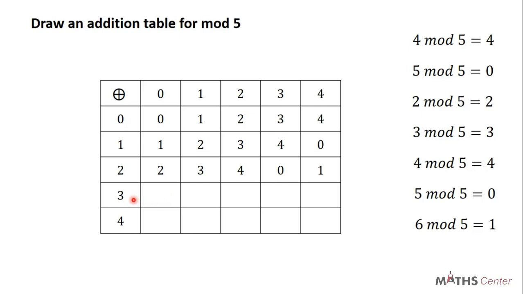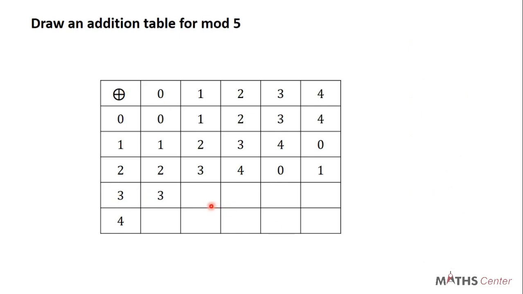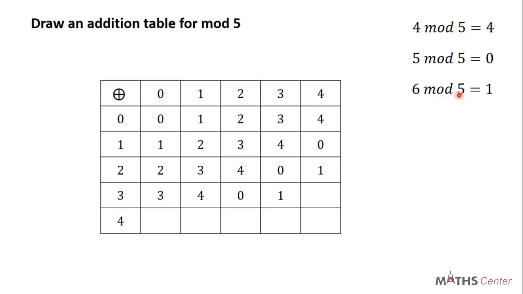Let's move on to the next rule. You have 3 plus 0, which is 3. 3 in mode 5 is 3. 3 plus 1 is 4. 4 in mode 5 is 4. 3 plus 2 is 5. 5 in mode 5 is 0. 3 plus 3 is 6. 6 in mode 5 is 1. 3 plus 4 is 7. 7 in mode 5 is 2. The number is bigger than the modulus, so you divide 7 by 5 and that will give us 1 remainder 2. You write the remainder. So 3 plus 4 is 7 and 7 in mode 5 is 2.